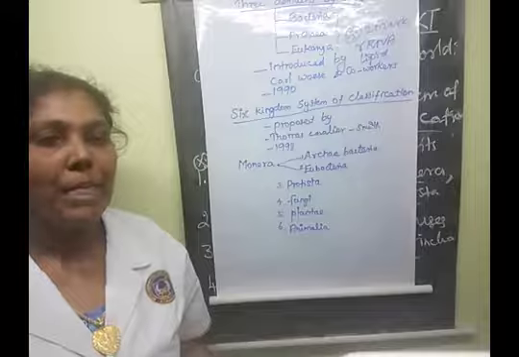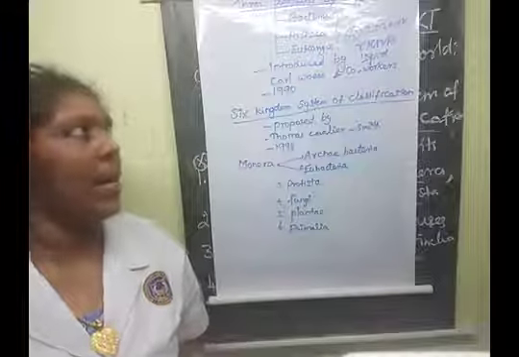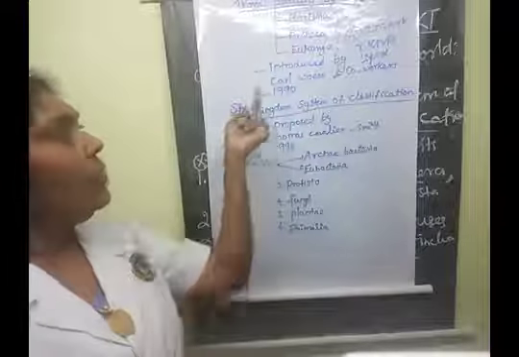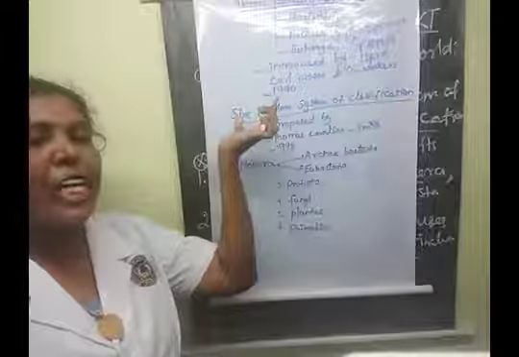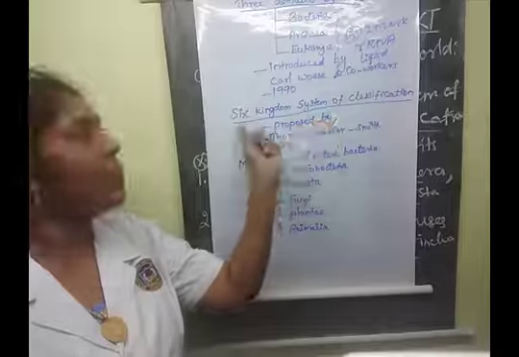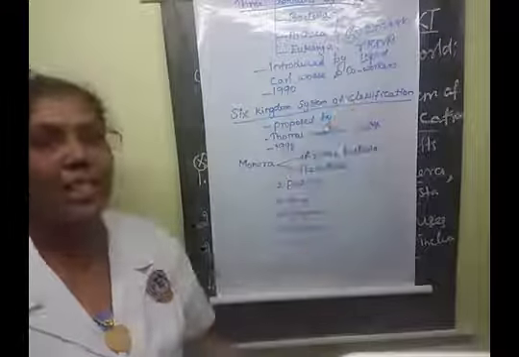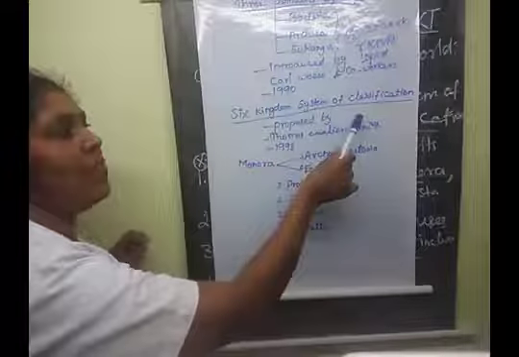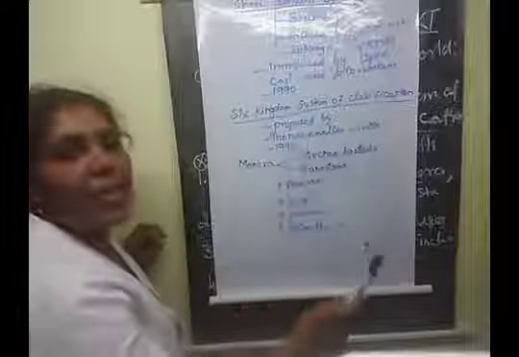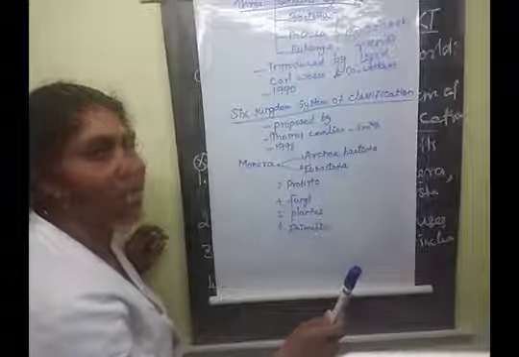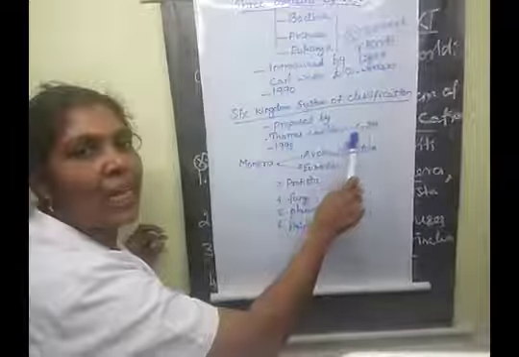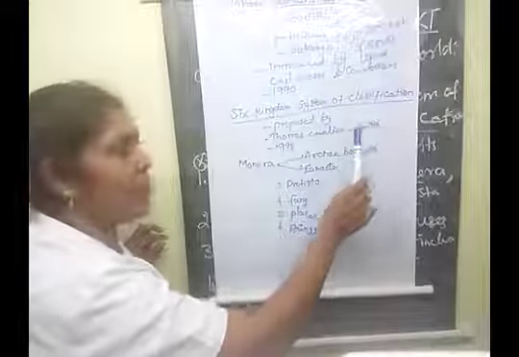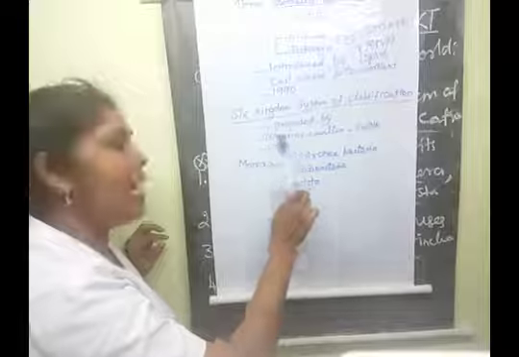Very good. Bacteria, Archaea, Eukarya. Clear? Yes. Next one is, from this five kingdom system of classification, they proposed the six kingdom system of classification. The six kingdom system of classification was proposed by the taxonomist Thomas Cavalier-Smith, in the year 1998.